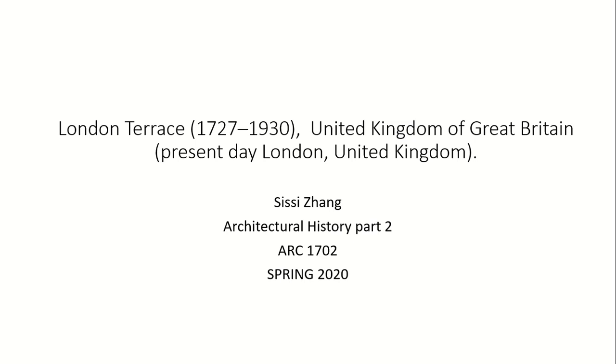Hello, I am Cici Zhang, and in this presentation, I will be looking at the architecture of the London terraces, what purpose the structure had toward London during 1727 to 1930, how this purpose changed over time, and how the space of certain terraces facilitated their reason of construction.